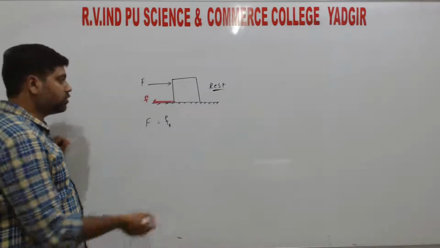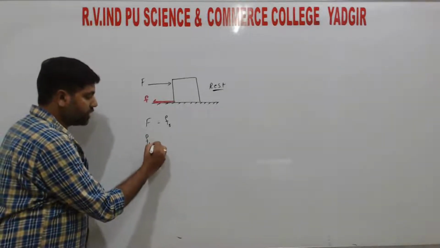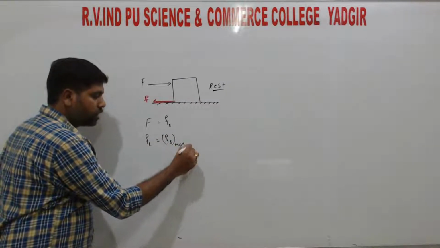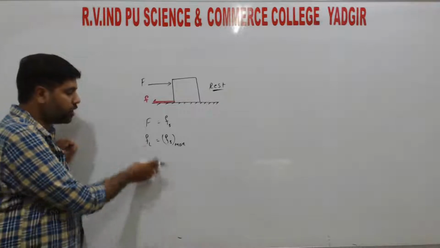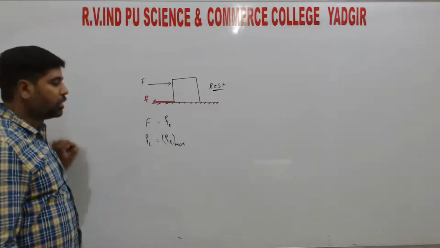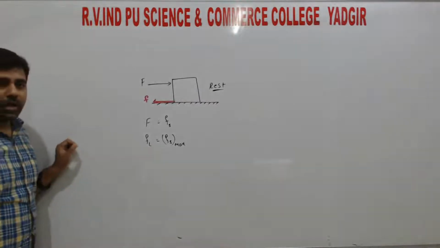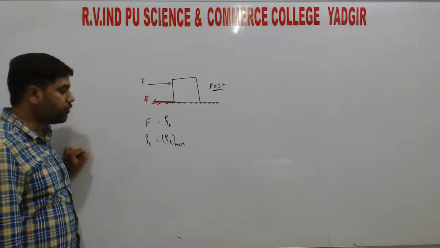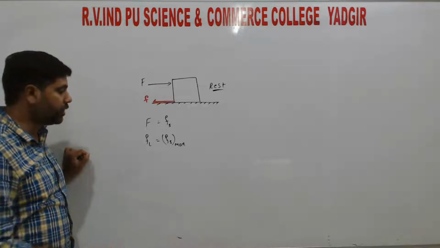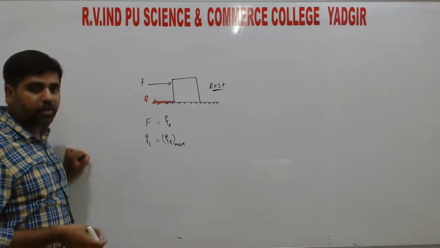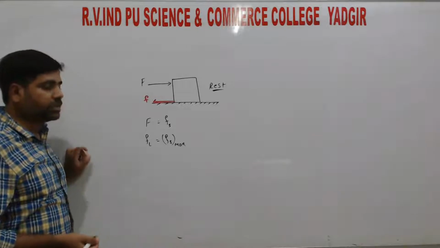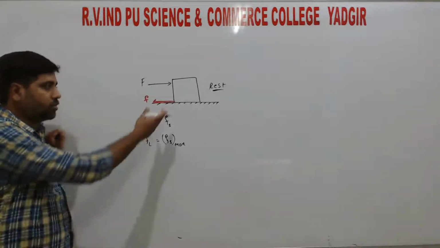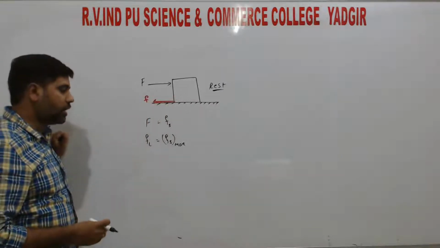In yesterday's class also we discussed limiting friction, that is FL equals Fs maximum. The maximum value of the static friction we call the limiting friction. And in the exam, if they ask to write the law of friction, we have to write the law of limiting friction. That means limiting friction is independent of the area of contact and is directly proportional to the normal force acting on the object between the surfaces, right?